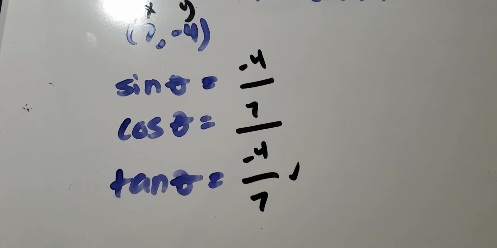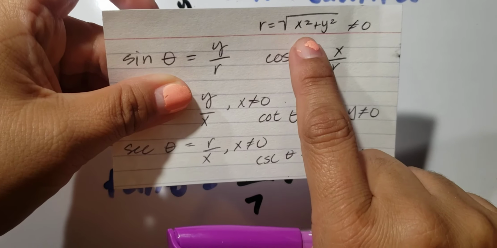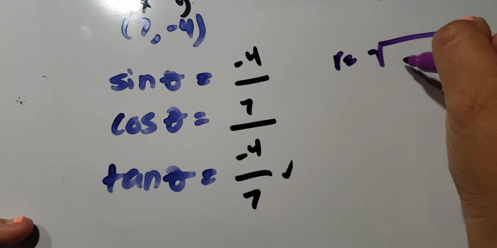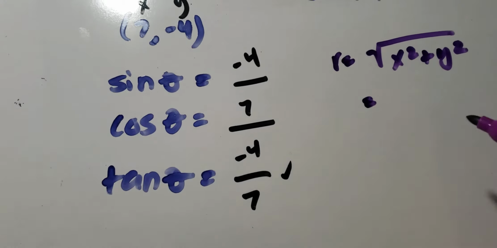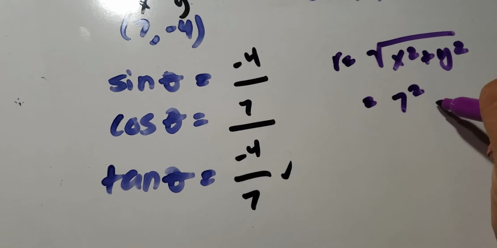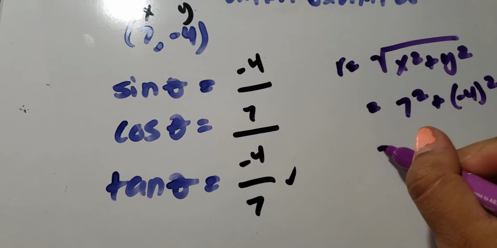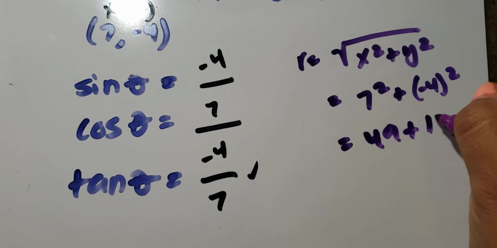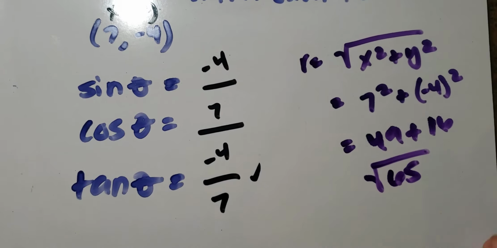So for that one, we're going to write, again, same formula. Radius equals square root of x squared plus y squared. So r equals square root of x squared plus y squared. Okay. Our x is 7, so 7 squared plus (-4) squared. 7 squared is 49 plus 16, and that's 65. And we want to take the square root of 65.